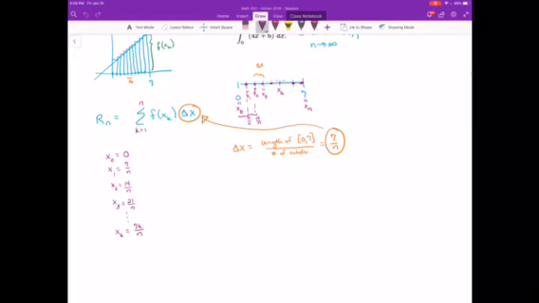A way to check that I got the right thing is to just check x sub n. So when I plug in n for k, I get 7, which is my right-hand endpoint. So that worked. So x sub k is 7k over n, and that's my input. My right-hand input on each subinterval.